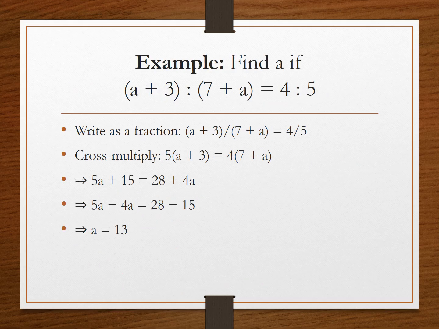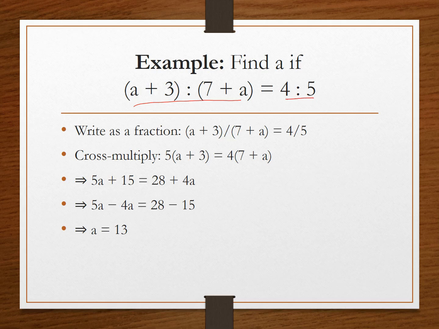Now we will solve another example that is relevant to proportion. Find A if A plus 3 ratio 7 plus A is equal to 4 ratio 5. Here, students, we have two ratios. The first ratio is A plus 3 ratio 7 plus A, and the second ratio is 4 ratio 5. So these two ratios are in proportion.